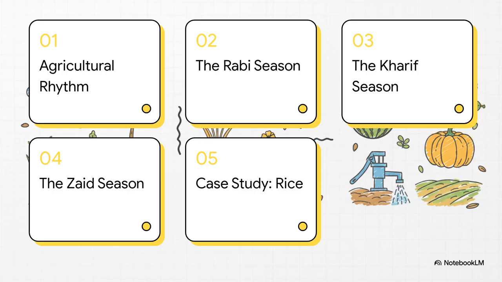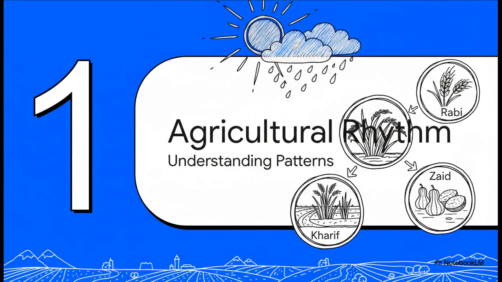Let's get to it. You know, India's incredible diversity is perfectly mirrored in its farming. It's not just one single farming season here. Nope, India has three distinct ones, Rabi, Kharif, and Zaid. Each one is tied to a specific time of year and a really unique climate pattern. Getting a handle on this rhythm is absolutely key to understanding Indian agriculture.